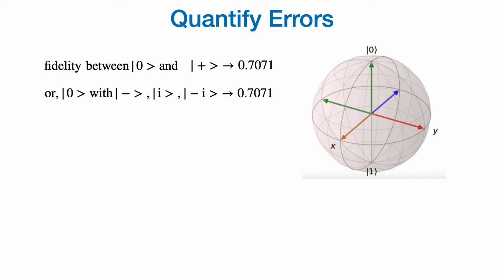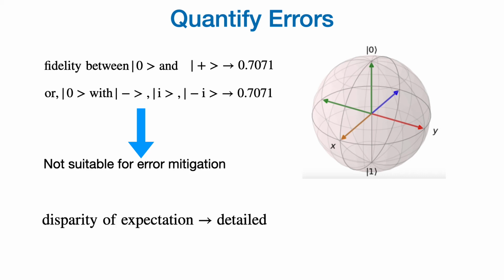If the pole state here means an arrow, even though we have the arrow in a different direction, we get exactly the same thing, just one number. This makes fidelity not good for error mitigation. It could be very good at quantifying a quantum device, but not suitable when we need detailed error information. That's where other matrices come in.